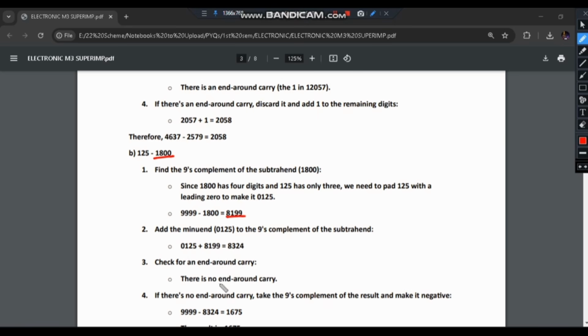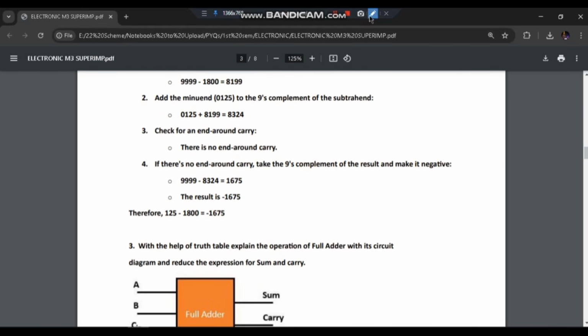If there is no end around carry, what we have to do is take the nines complement of the result and make it negative. So what is the result we have got here? The result we have got is 8324. For 8324, what we will do? We will subtract it from 9999, and we'll get 1675 and make it negative. So the answer of this will be minus 1675.